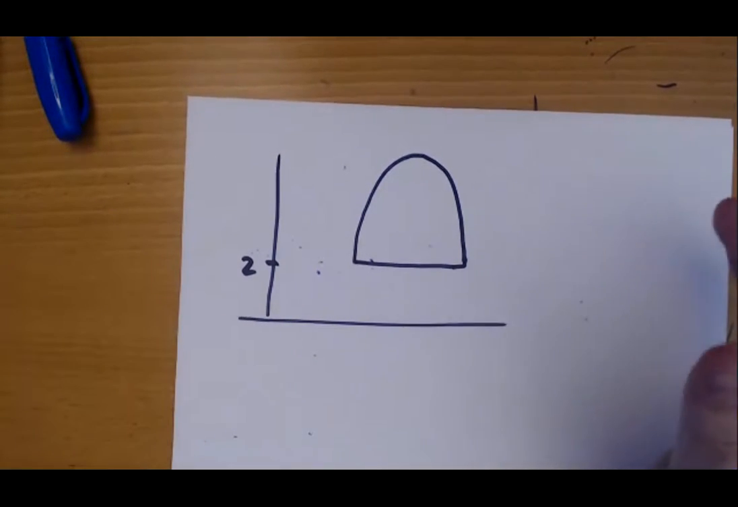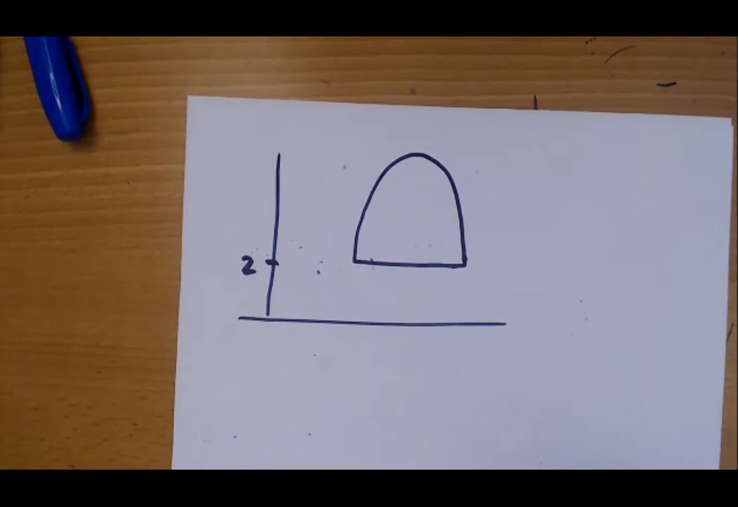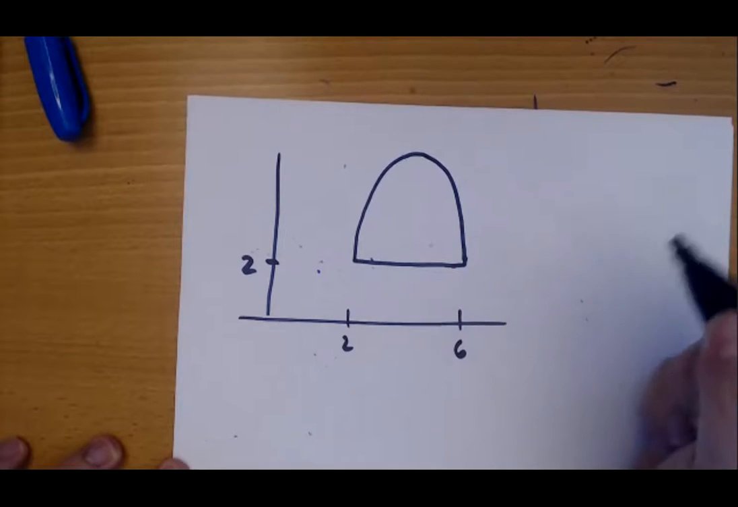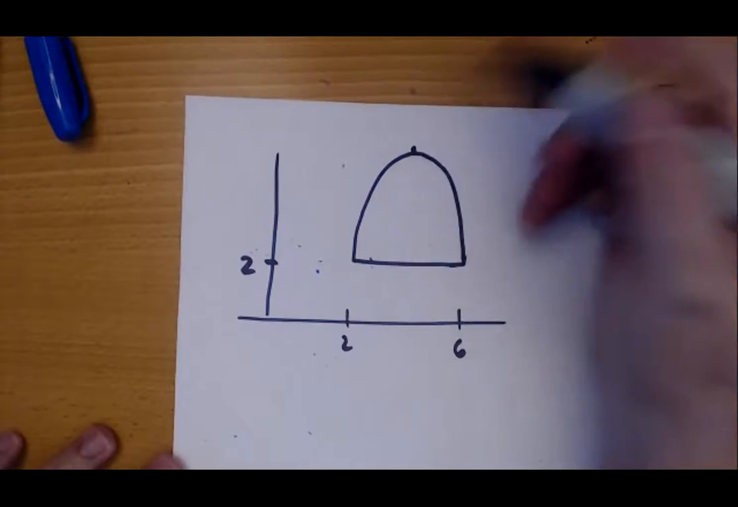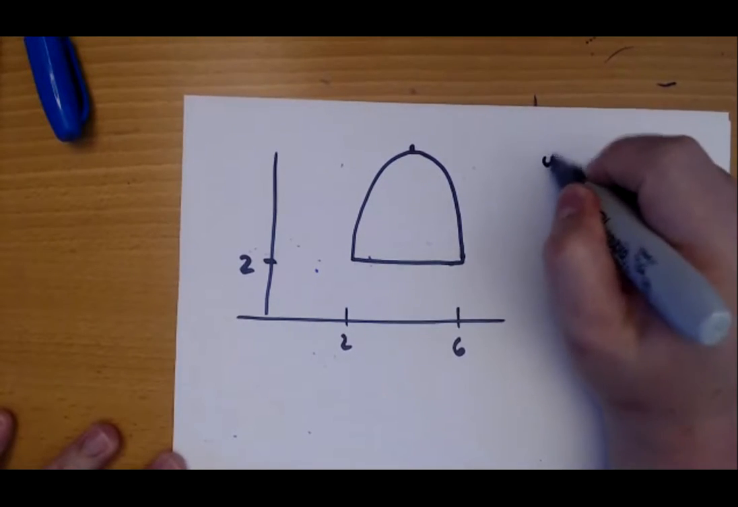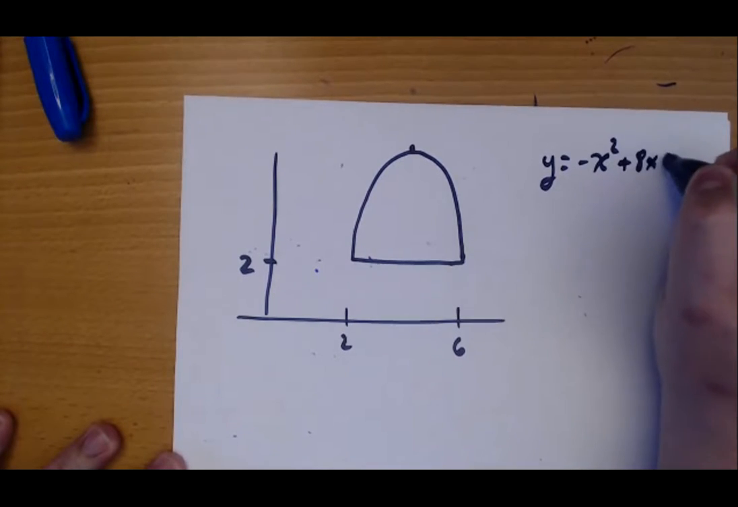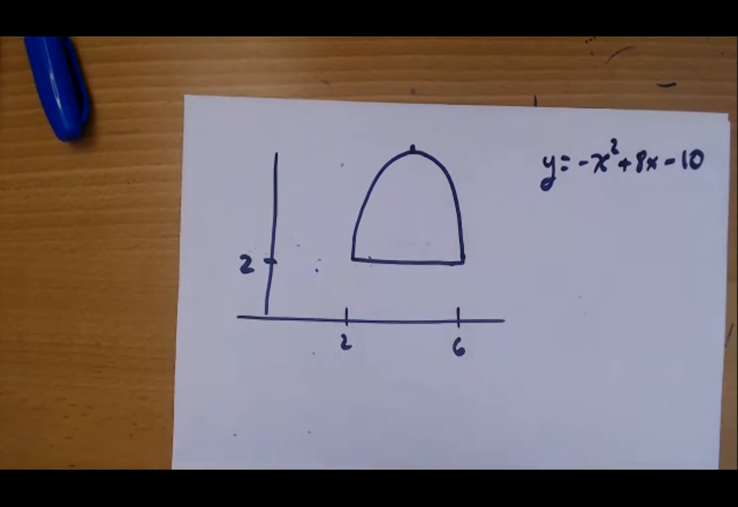So let's first ask ourselves the question, what are the bounds? We know that this is 2, we know that this is 6. How do we find this? Remember, it was y is equal to negative x squared plus 8x minus 10. There are 2 ways we can find the top of that parabola.